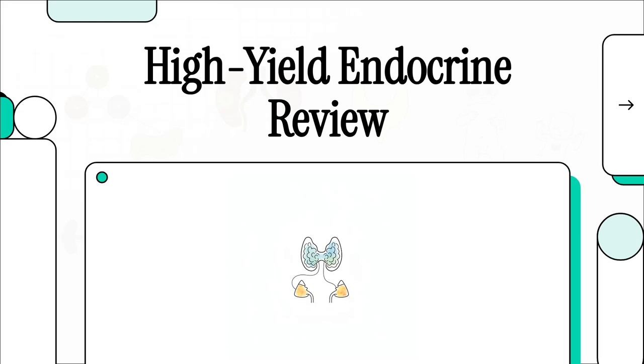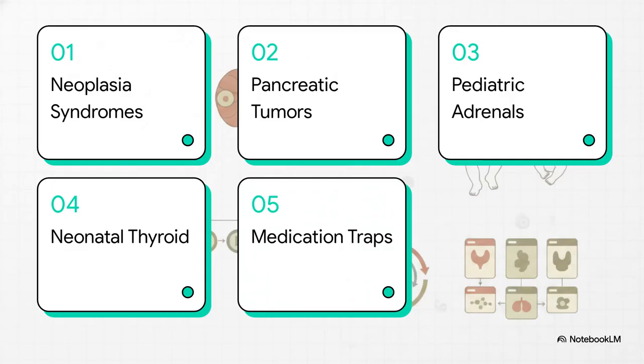Let's get right into this rapid explainer of high-yield endocrine tumors, pediatric endocrine emergencies, and those tricky endocrine pharmacologic traps tested heavily on Step 2 CK. On the agenda today, we're covering endocrine neoplasia syndromes, pancreatic neuroendocrine tumors, pediatric adrenal disorders, neonatal thyroid disease, and finally, endocrine medication traps. We'll be using strict next best step logic throughout.